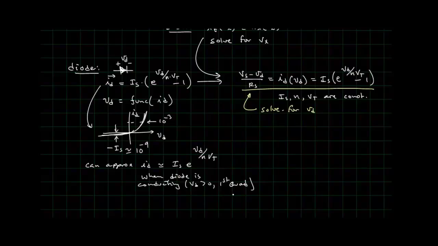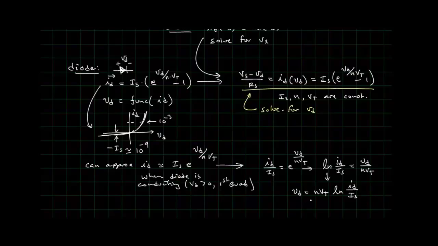Okay, so in that case, we could actually manipulate this. We could take the log of both sides. Actually, what we would do first is we could do ID over Is is equal to e to the Vd over nVt, and then we could take the log of both sides. When you take the log of an exponential, you're going to get just the exponent back. So now we can write Vd is equal to nVt log ID over Is.